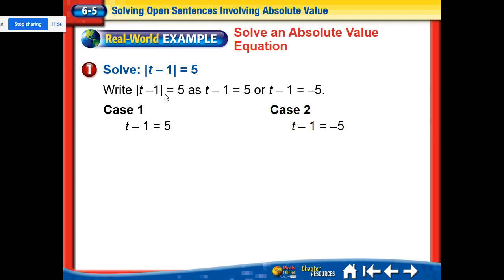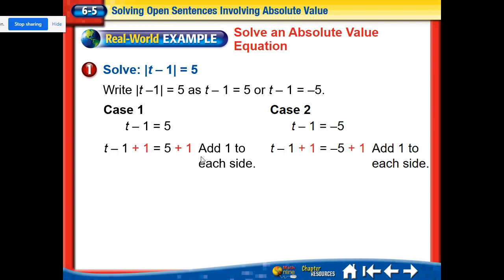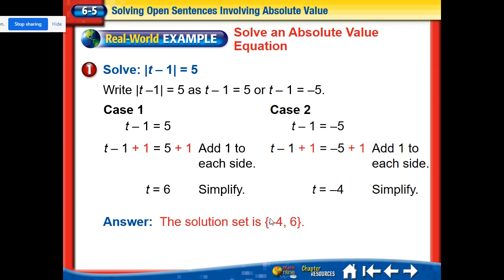That's what we have to do with these absolute values. We have to split it into two possibilities. That will allow us to get rid of the absolute value symbols, and it will allow us to solve and actually get answers. Once we've done that, we can solve each of them individually. So we're going to add 1 to both sides, and we get t equals 6 and t equals negative 4, and those are our two answers. We will always get two answers for our absolute value equations. We write it here with these little brackets because they're not ordered pairs. So negative 4 and 6.